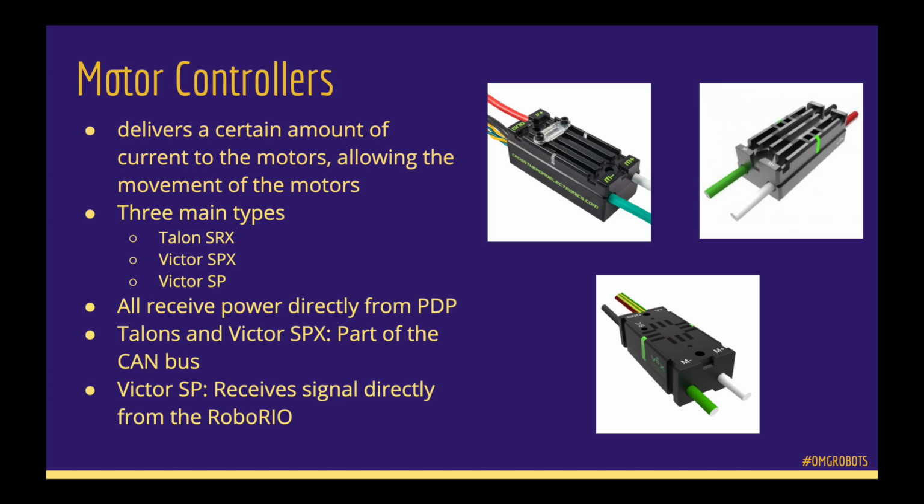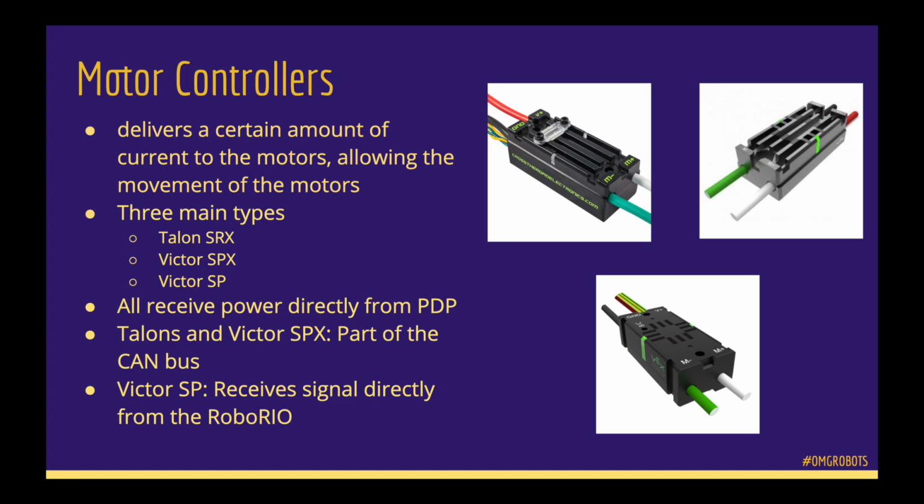A Victor SPX, which is used for smaller components, smaller motors, like CIMs. Talon SRX is what we mainly use. We use these motors to control the manipulators on the robot. There is a SparkMax, which is exclusively for the Neo 550. We used it in 2019 for the drivetrain, and it can also be used for shooters because of high RPM. And then last, there's a Falcon 500, which we used this year for the drivetrain robot.